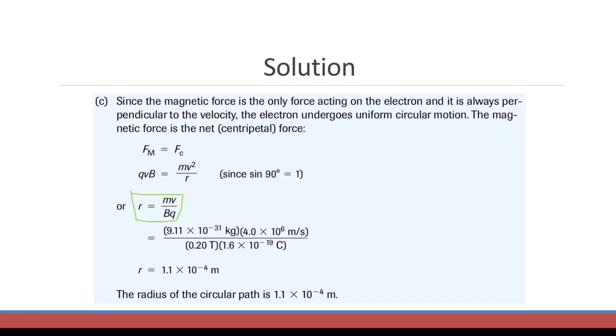We are given our mass. We had found that V in part A. We are given our B, and we have our Q. So we simply plug in everything with their appropriate units, and we come up with our radius that we otherwise wouldn't be able to come up with, which is 1.1 times 10 to the negative 4 meters. And so our final statement is with that value.